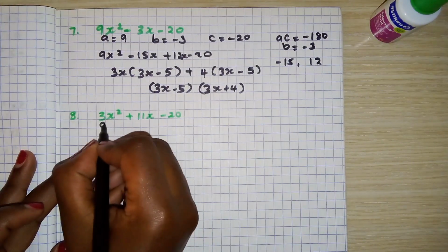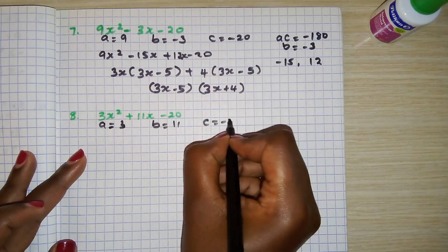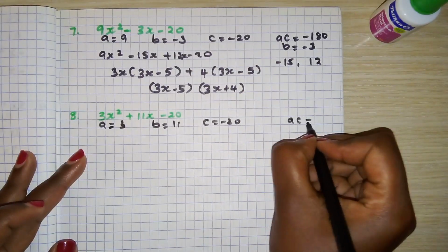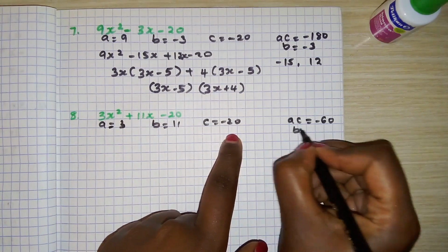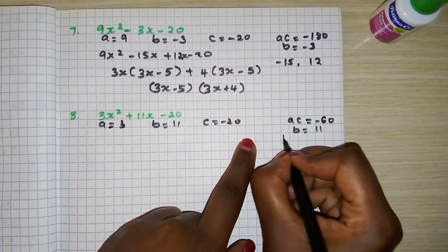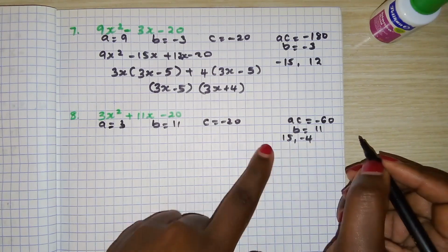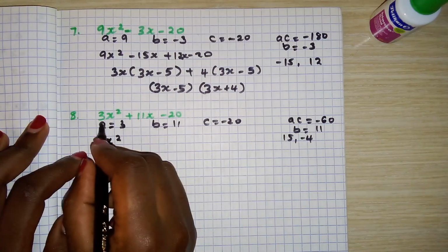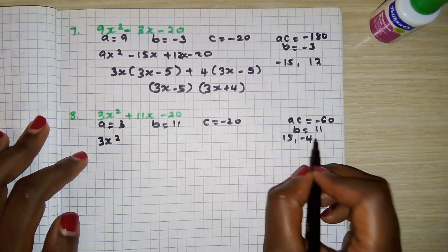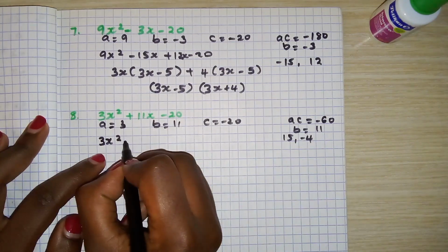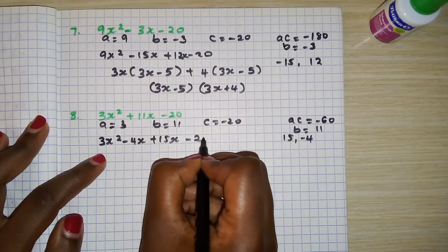Number 8, a equals 3, b equals 11, and c equals negative 20. A C is 3 times negative 20 will be negative 60. B is 11. Two factors are 15 and 4. To make it positive 11, make it a minus. We write the quadratic replacing 11x with this. So I can start with the minus 4. Minus 4x plus 15x minus 20.